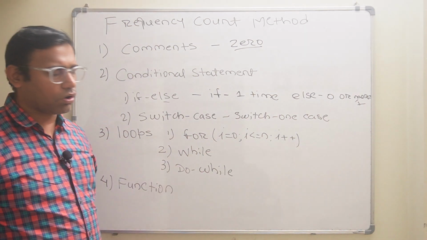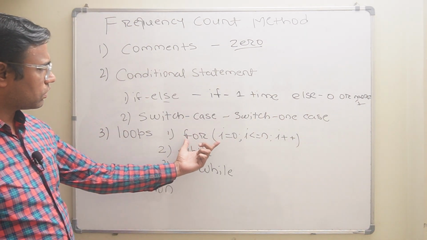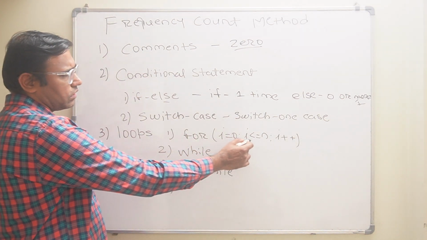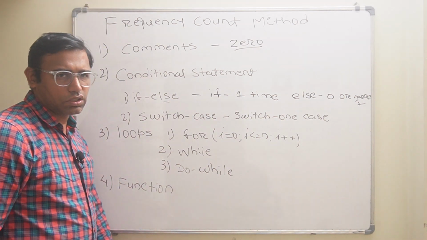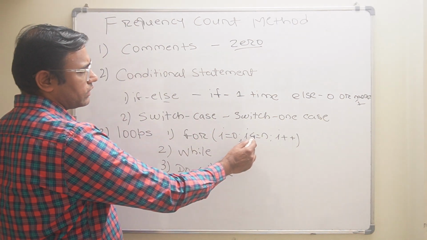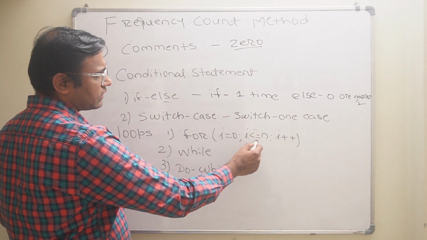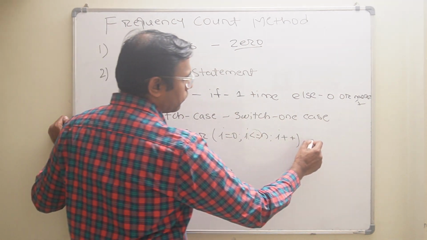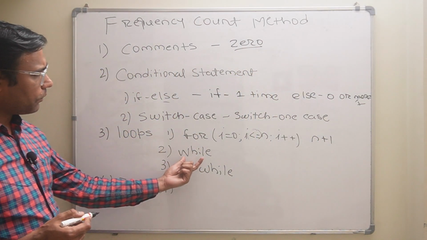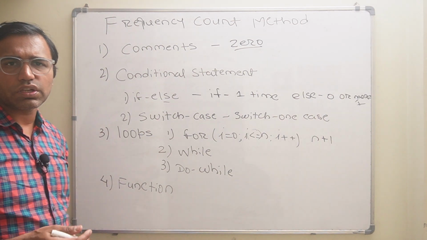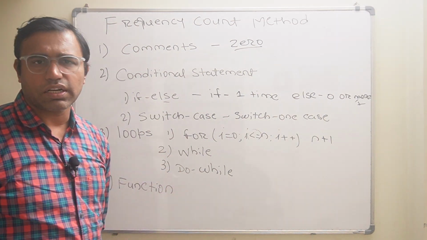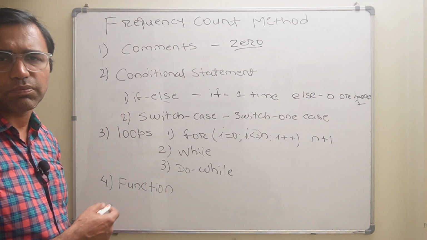Then there is a for loop. So this is the syntax. For i equal to 0, i less than or equal to n, i plus plus. So this is always executed n plus 1 times, meaning it starts with 0 and goes up to i less than or equal to n. So it will always be executed n plus 1 times. Then while is executed until the condition is satisfied, and do while is also executed until the condition is satisfied. So this is about loops.